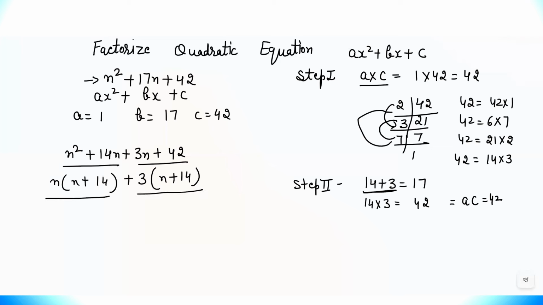You can use the prime factorization method if you are not clear with what to take common. I have already explained you in the previous examples. Now n plus 14 is there in both. What is left? n plus 3 is left. So the factors of this equation are n plus 14 into n plus 3.